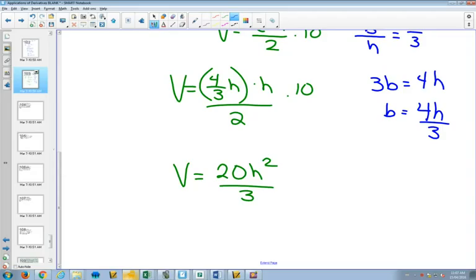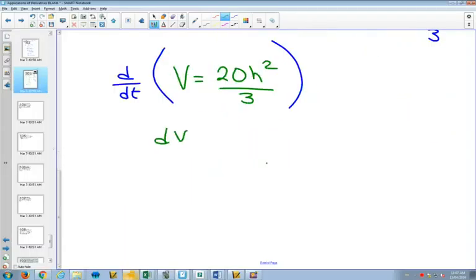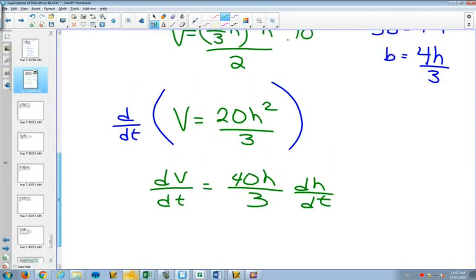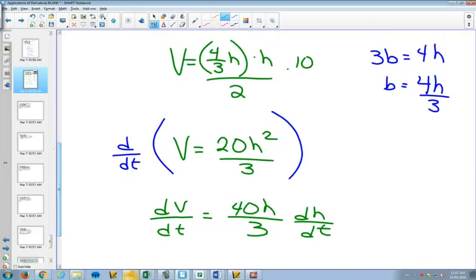I'm just going to show that by saying I'm going to take d dt of this whole thing. That's going to give me dV dt equals 40h over 3 dh dt. The 20 and the 3 are our number in front, right? So when this 2 comes out in front, it's like 2 over 1, and it'll multiply 2 times 20 to get 40, and the 1 times 3 to get 3.